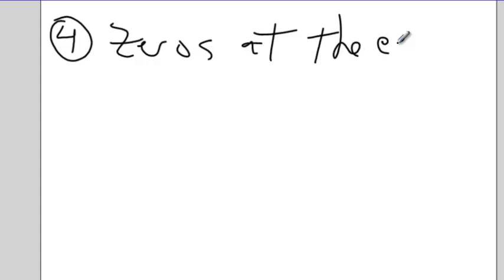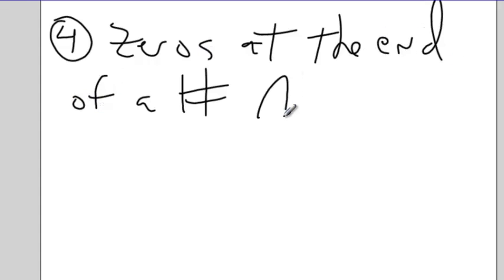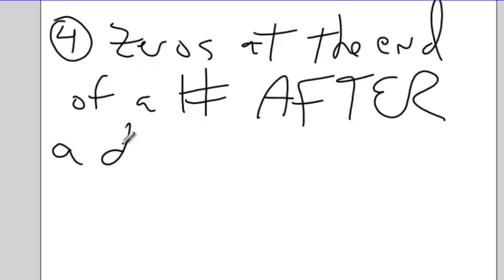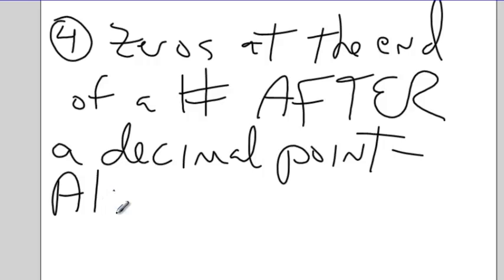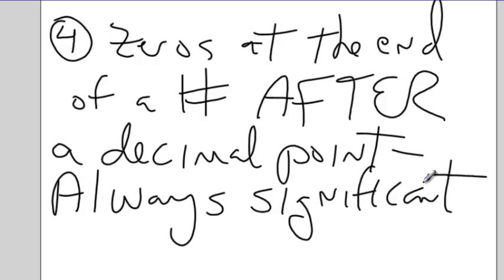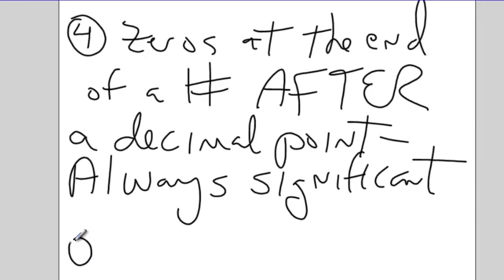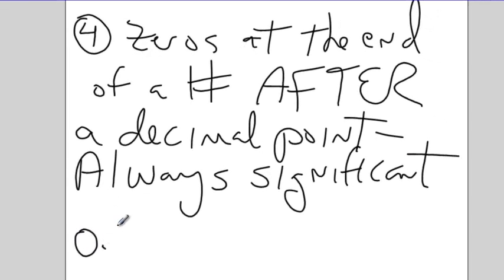Rule number 4. Zeros at the end of a number after a decimal point are always significant. Always significant. Let's think about an example of that. If you have 0.70 centimeters, that's 2 significant digits. These 2 guys are both significant.